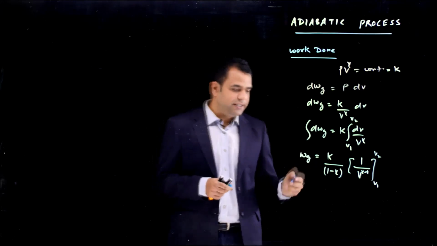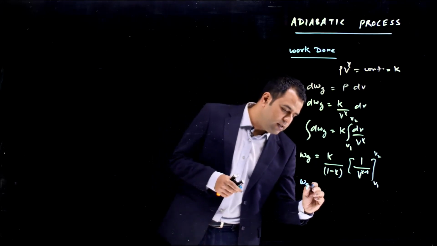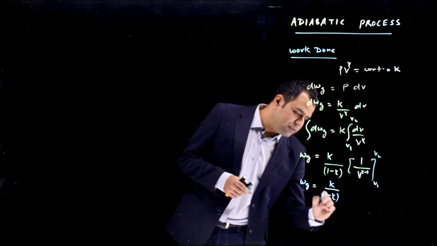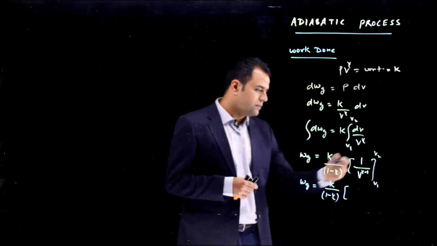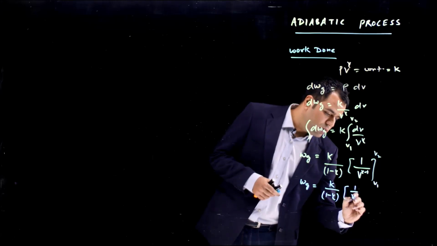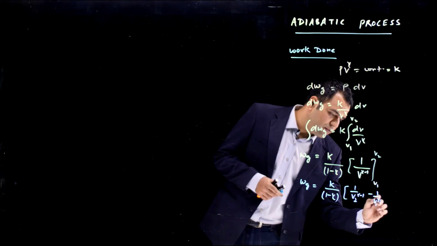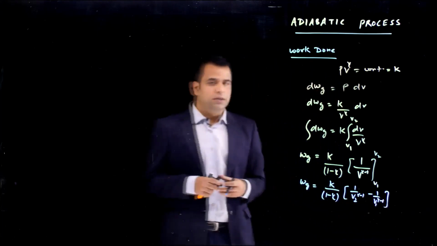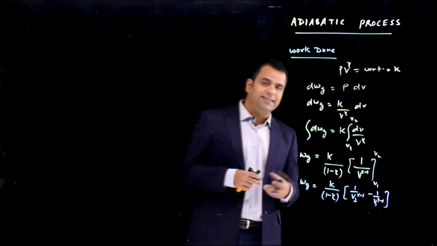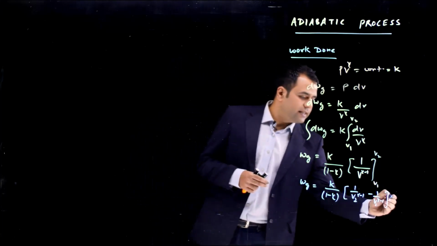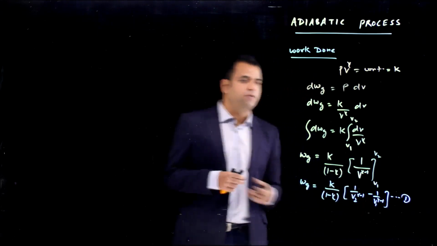So let's put the limits here. If I put the limits, Wg will be equal to K times 1 upon 1 minus gamma, times 1 upon V2 to the power gamma minus 1, minus 1 upon V1 to the power gamma minus 1. This is your work done. But here you are seeing this K, we have to replace this value of K. Okay. So let's say this is equation 1 before simplifying it.